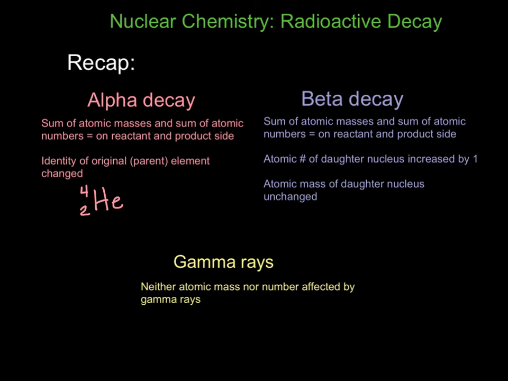And our beta particle is going to be represented by the shorthand for our electron, an E with 0 mass and a -1 charge. And finally, our gamma rays have neither mass nor number because they're energy, they're photons, not subatomic particles. And the atomic mass and the atomic number of the original element are going to remain unchanged by the gamma rays. And we're going to represent our gamma rays with the Greek symbol for gamma and 2 zeros.